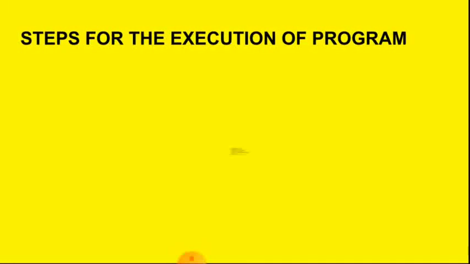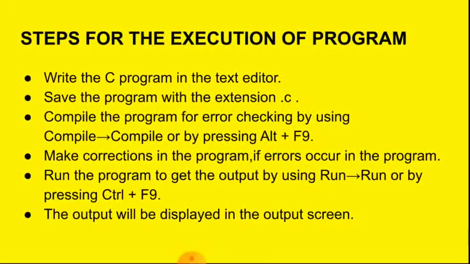Steps for the execution of a program. Write the C program in the text editor. Save the program with extension .c. Compile the program for error checking by using compile or by pressing Alt+F9. Make corrections in the program if errors occur. Run the program to get the output by using run or by pressing Ctrl+F9. The output will be displayed in the output screen.